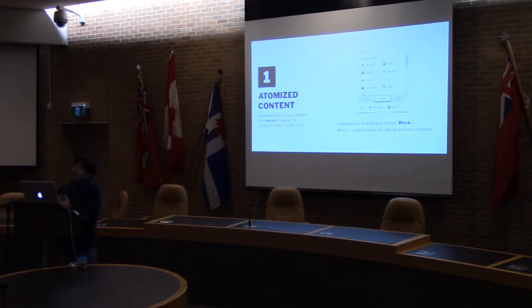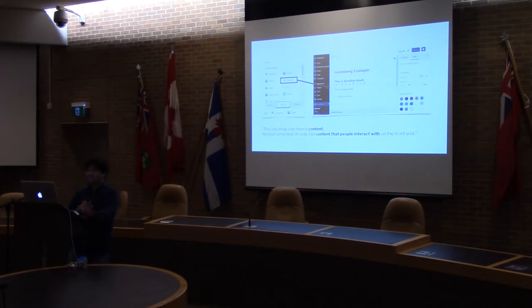So we know already that with Gutenberg, the basic foundational unit is the block, okay? That one tiny thing, it's the block. It is its founding premise and the main engine, really, for all of this content creation business. It suggests that this tiny thing over here, this paragraph block, this image block, this table block that you're building, is not just some blob of code, okay? But it is really content that people interact with on the front end, okay?